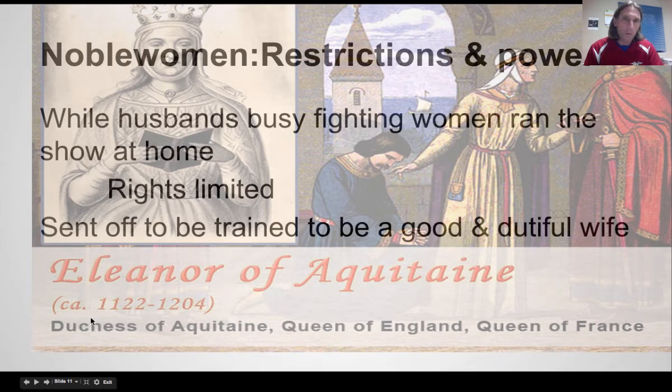If we look at noble women, there's an awful lot of restrictions, and they do have some power. They're in charge of making sure everything is running at home while their husbands are away, and we read that also when we talked about religion and how women's rights were limited. They were sent off to be trained how to be a good and dutiful wife. There are some examples of women during this period who go outside of the norm, and that would be Eleanor of Aquitaine. And so there's a nice little sidebar about her and how she used her position in her multiple marriages to try and help her family get a step up.